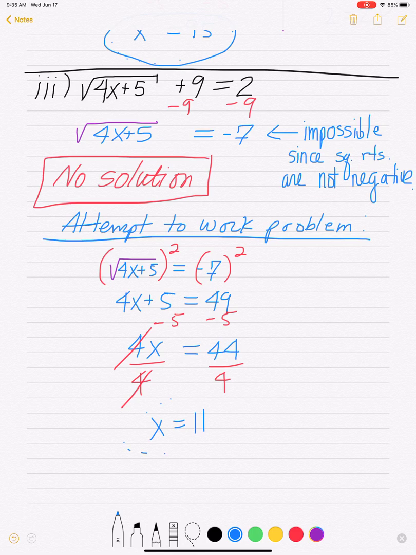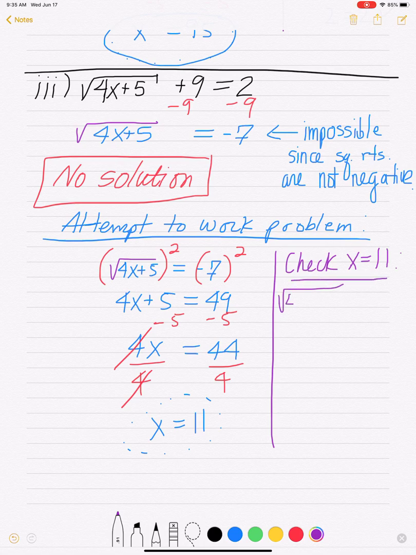Now, if you actually check this, we'll see it doesn't work out. Let's check. x equals 11. So I go back to the original equation, the square root of 4 times blank plus 5 plus 9 equals 2. So I'm going to go back, and in place of the blank, where the x was, I'm going to put an 11.